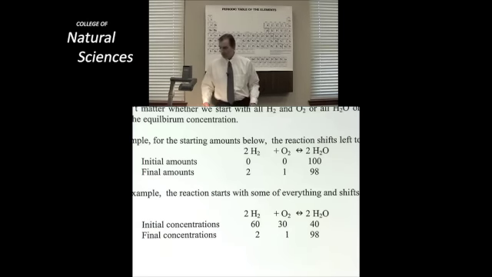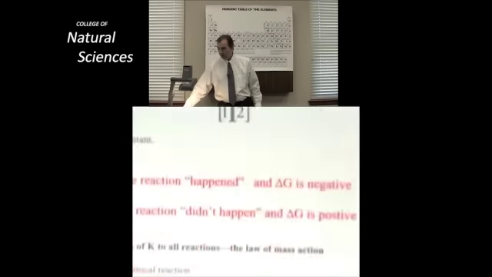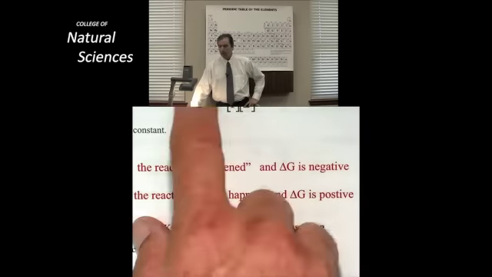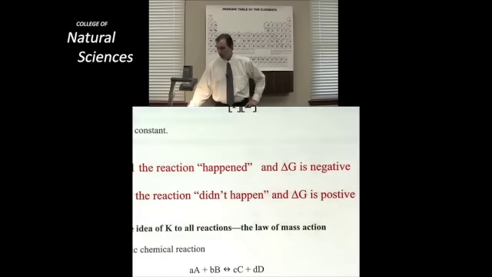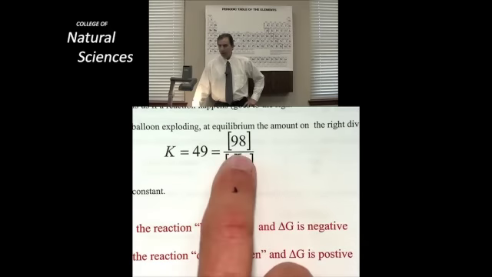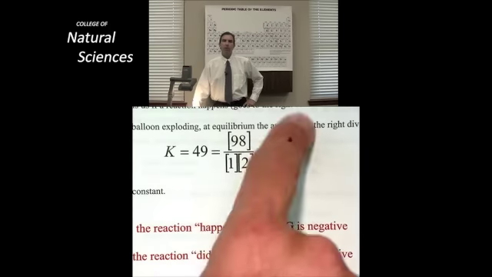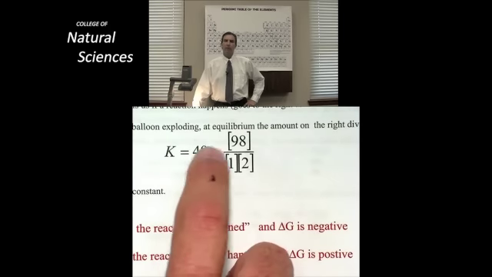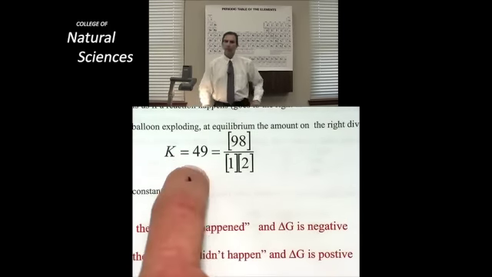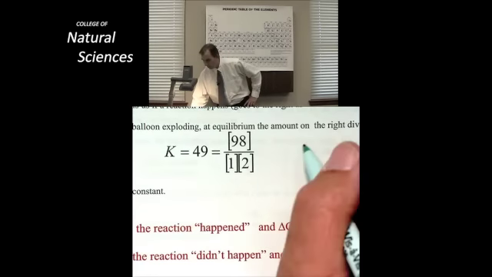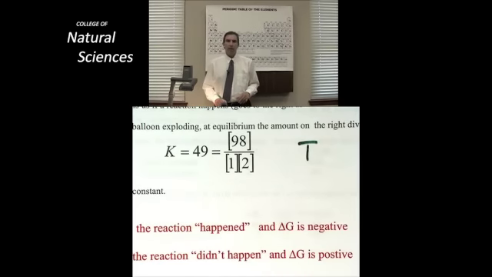Well, it's an easy value to calculate when I'm able to make ratios like what we talked about here, where I ended up having 98 waters, 1 oxygen, and 2 hydrogen. Those together, ratioed to make this value, I can find in the back of the book. This value right here, found in the back of the book, which is temperature dependent, is the equilibrium constant for that exploding hydrogen balloon.